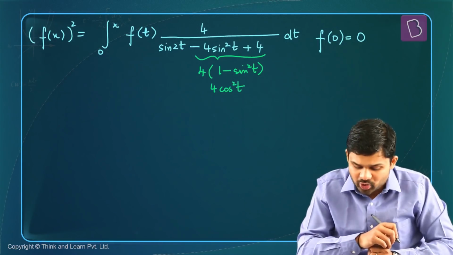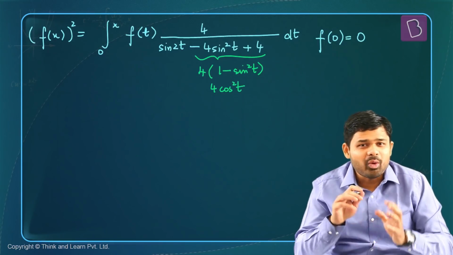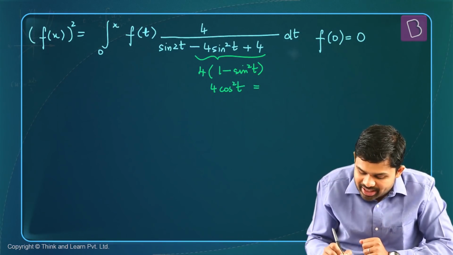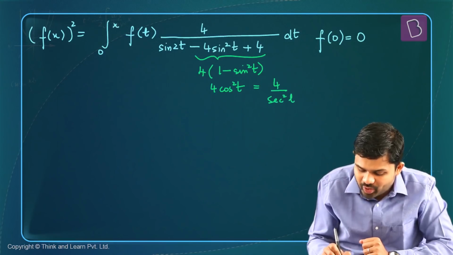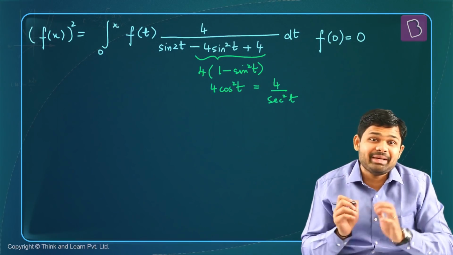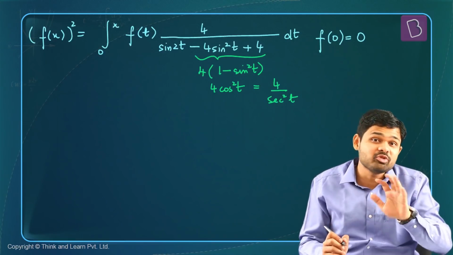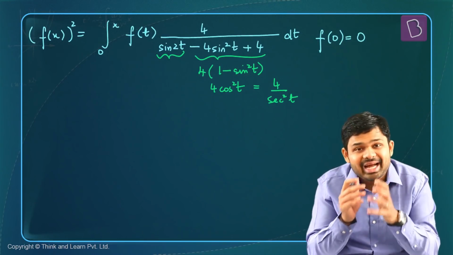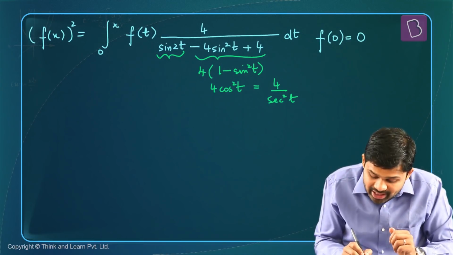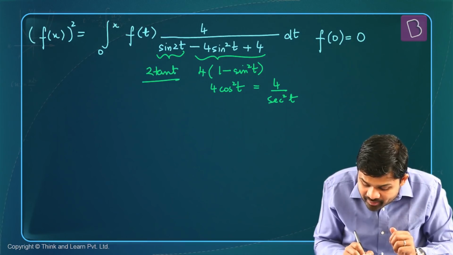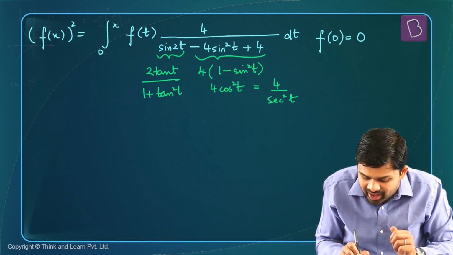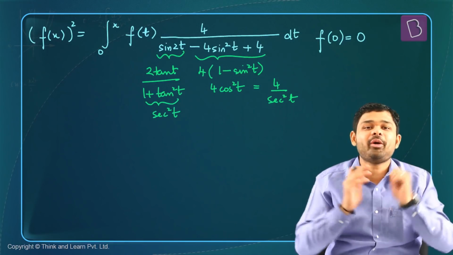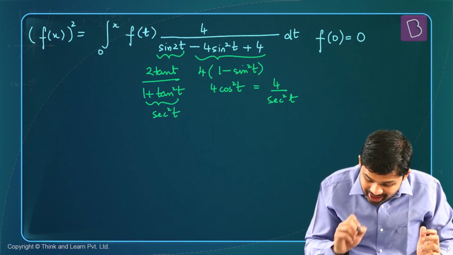Now you have a sine 2t and a 4 cos square t. What I'm going to write is cos square t as 1 upon secant square. So this can be written as 4 by secant square t. The reason why I do that is because I can write sine 2t in terms of tan t's and tan square t's. So my sine 2t is going to be equal to 2 tan t divided by 1 plus tan square t. 1 plus tan square t is nothing but secant square t. So in this way, I can get a common denominator of secant square t. So that's how I'm going to solve this question.